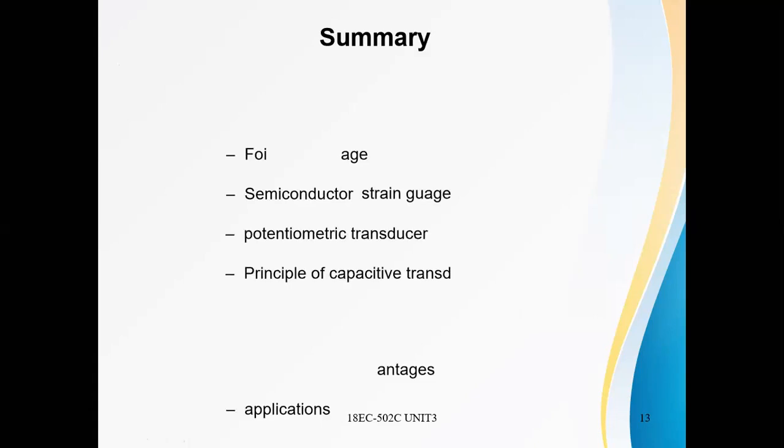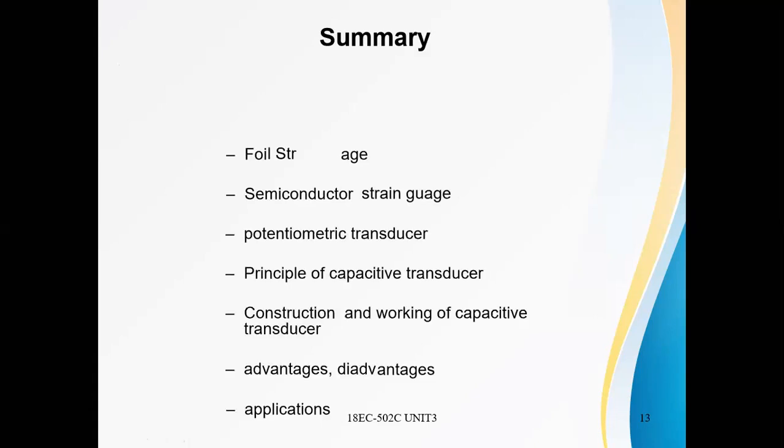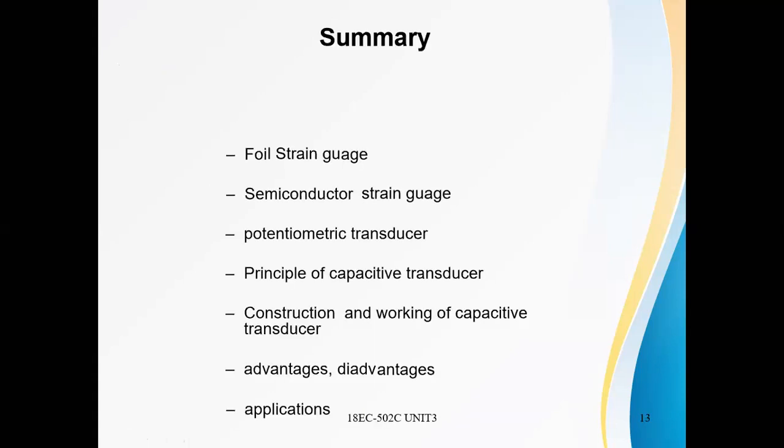A summary of this session. What we discussed in the session: first, the foil strain gauge. It is a type of strain gauge. On a thin paper, metal such as nichrome is placed, and after that masking and etching are done for the construction. That is the foil strain gauge, and another one is the semiconductor strain gauge.